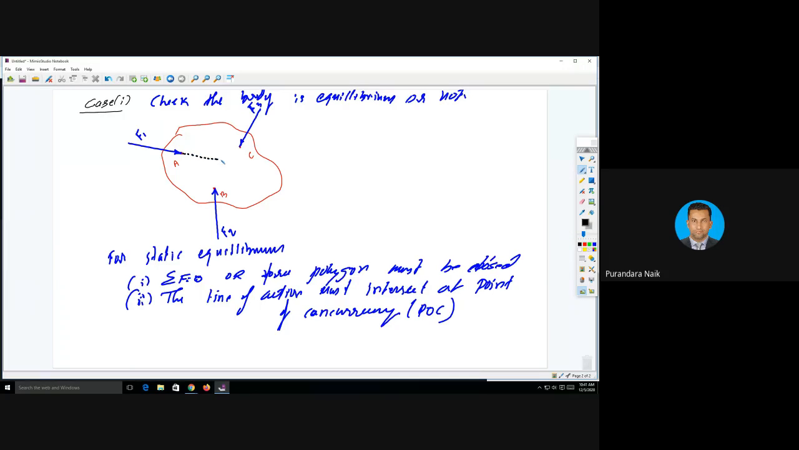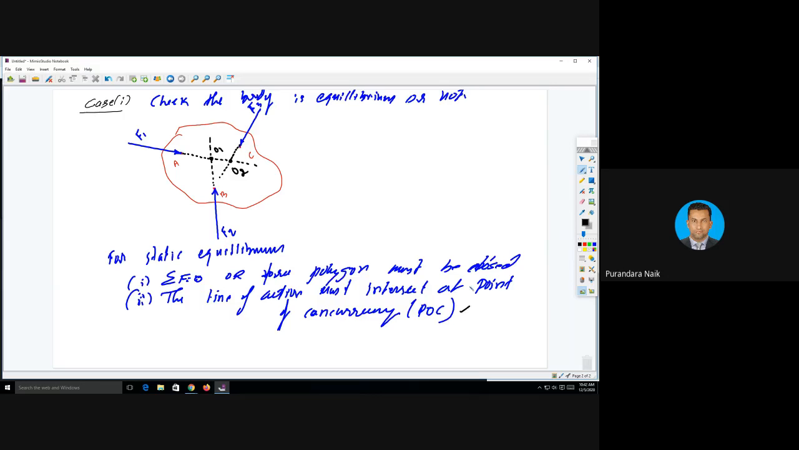You just extend F1, and extend F2. F1, F2 are intersecting at this point. The third force also must intersect at this point, but according to the given problem, it is intersecting somewhere here, not at the same point. So this point is O1, this is O2. There are 2 points of intersection, so it is not a common point. That's why you cannot say it is in static equilibrium. It is not in static equilibrium.